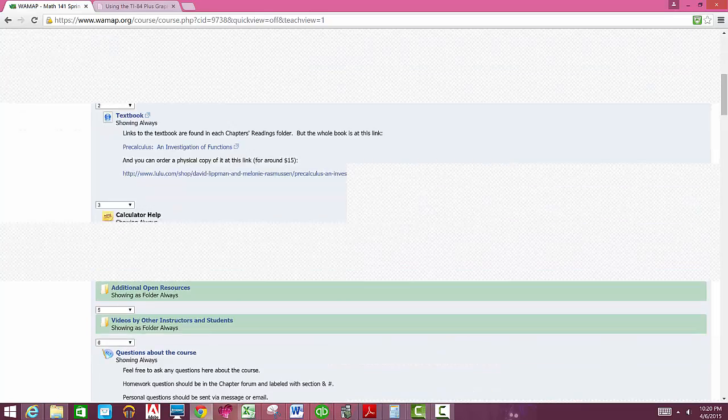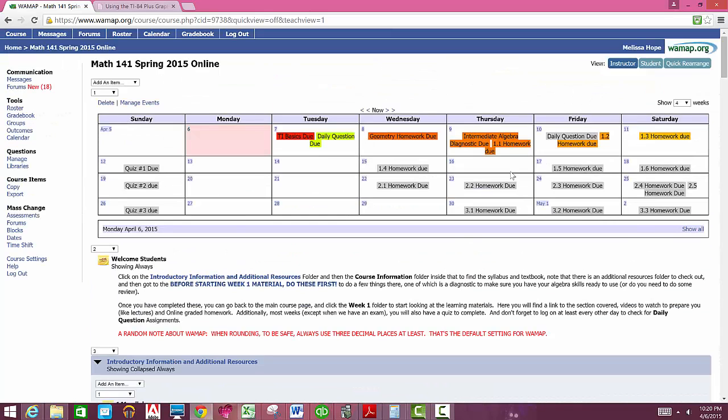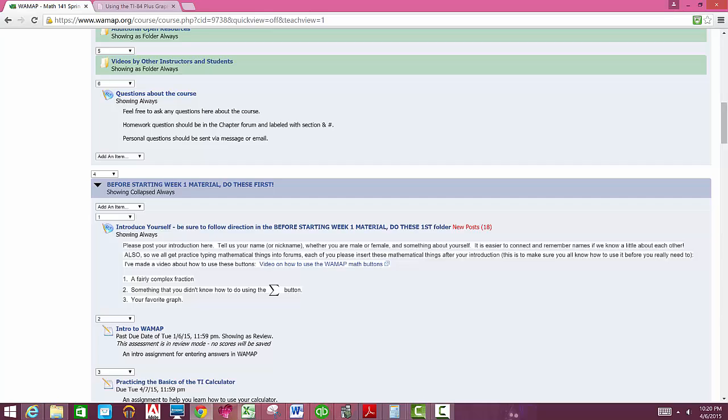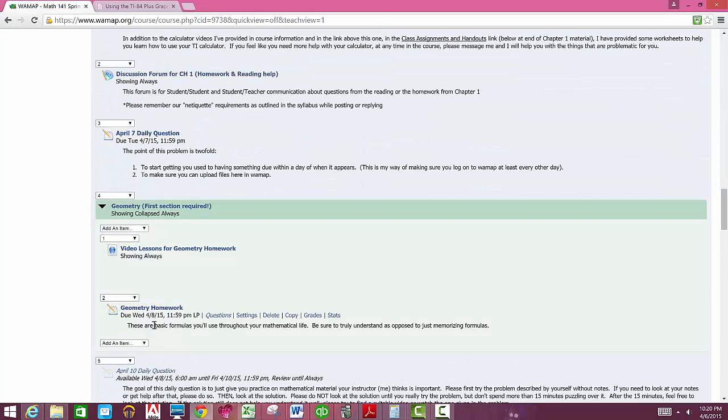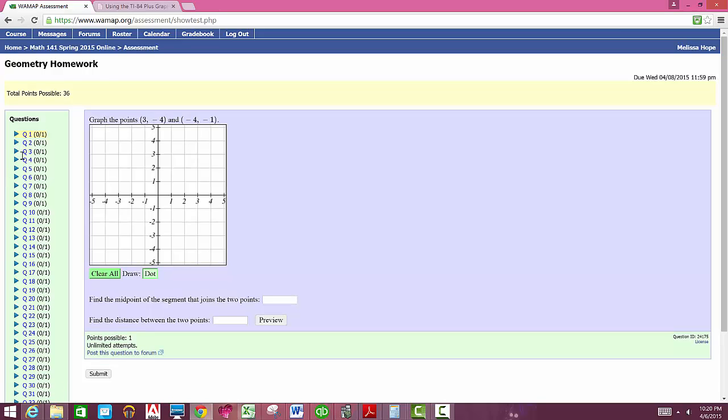The other thing just to notice in the calendar is I do spread the homework out throughout the week. That is to make sure you don't get stuck doing homework all in one day. In fact, let me go ahead and go into homework. Let's do a geometry homework. Notice when you hit a geometry homework, you have a whole bunch of problems here to do. Let me just pick number 7.